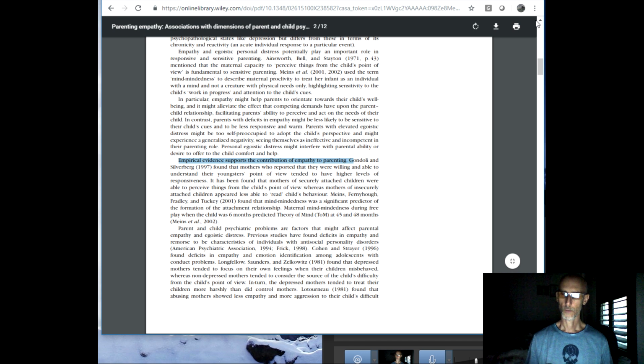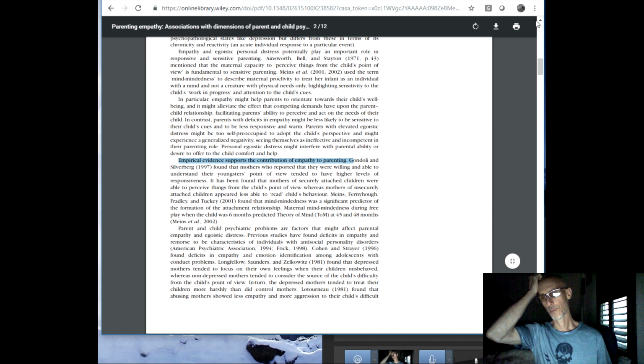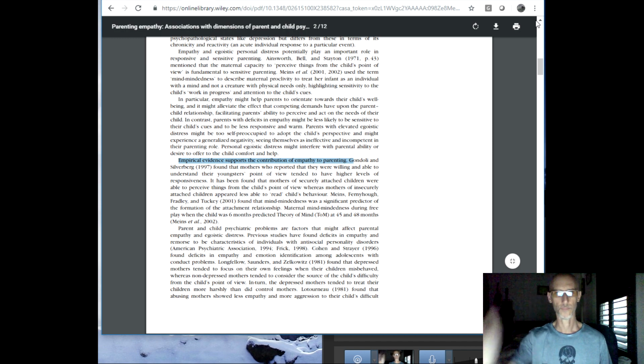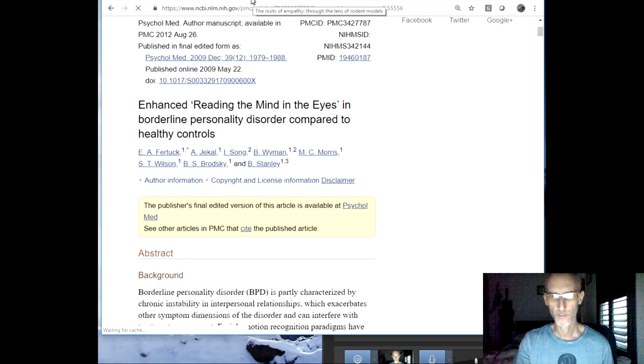The children were more likely to have ADHD, to have bipolar disorder, borderline personality disorder. It's all in here and more. There's a couple studies on that. I think this might be the next one I'm pulling up now. Yeah.